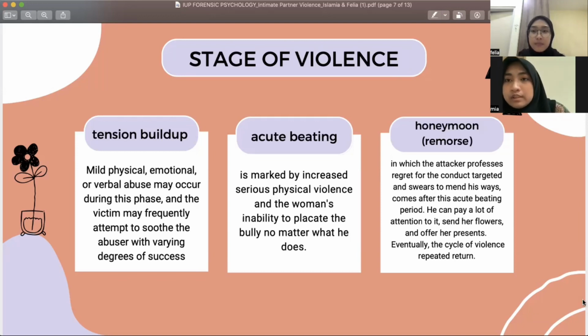This honeymoon phase comes after the acute beating period. The abuser can pay a lot of attention, send her flowers, send his partner or victim gifts, and shower her with his presence, and eventually the cycle of violence repeats and takes another turn. Next slide, please.